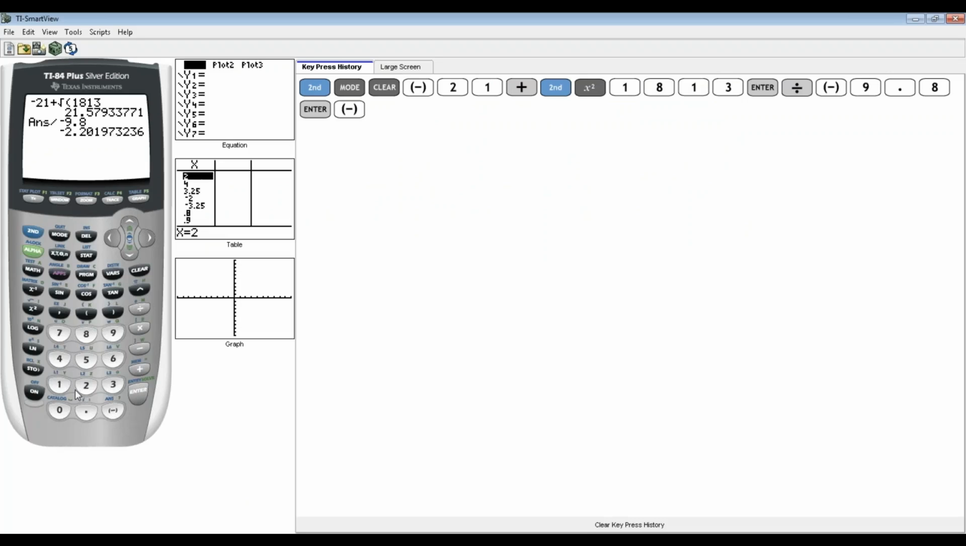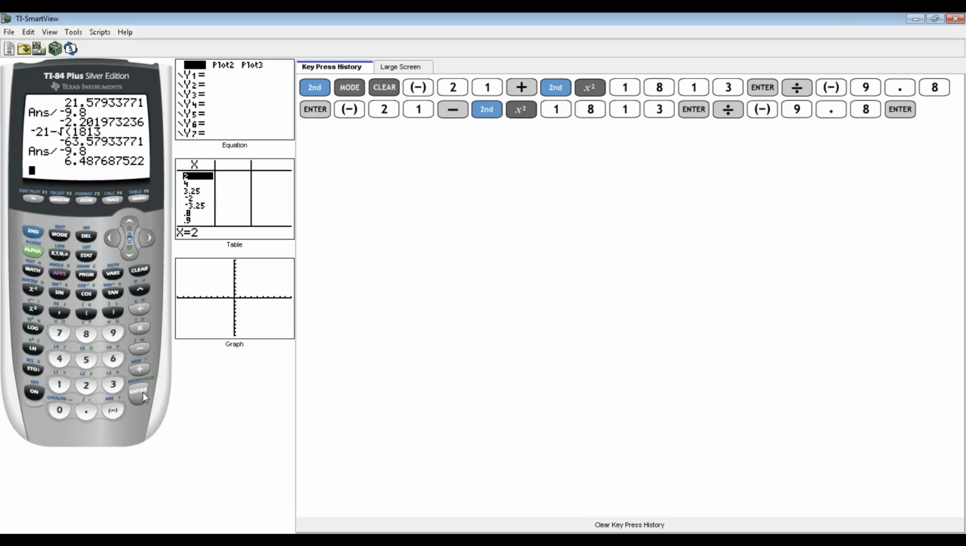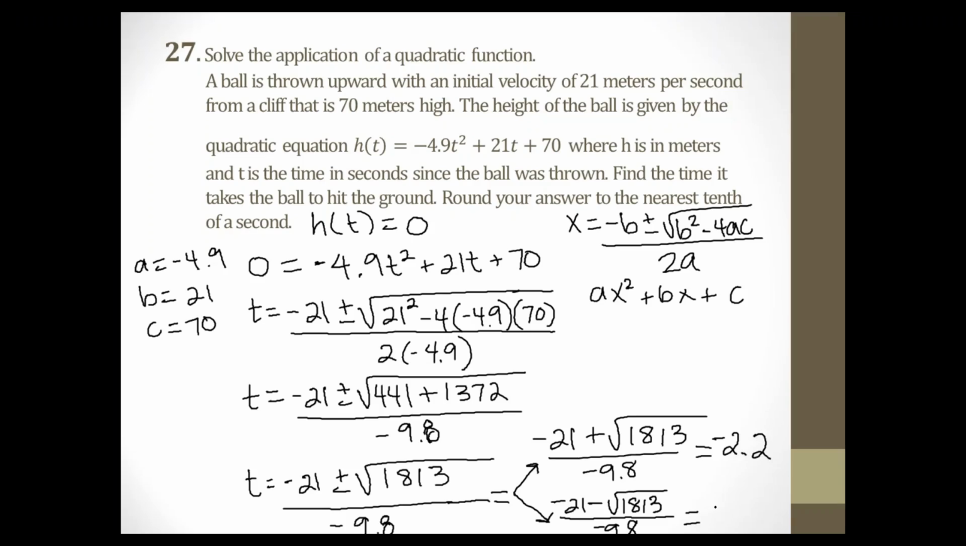All right, and let's do the other one. So negative 21 minus the square root of 1,813 equals, that's my other numerator, and I want to divide that by negative 9.8. That's going to give me positive 6.5. So positive 6.5, and we are approximating.